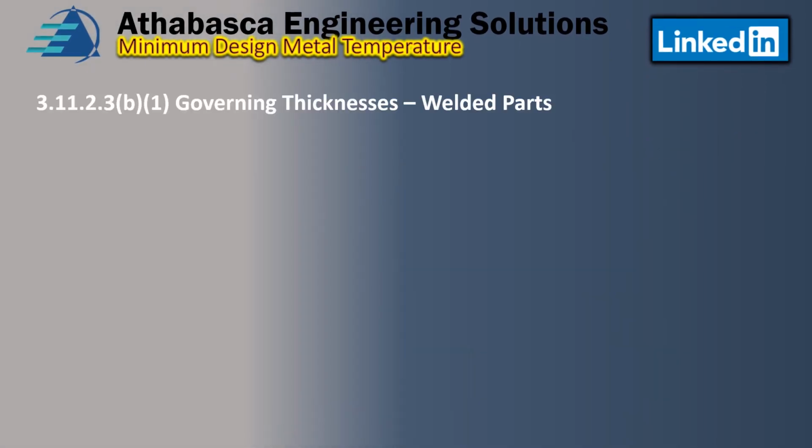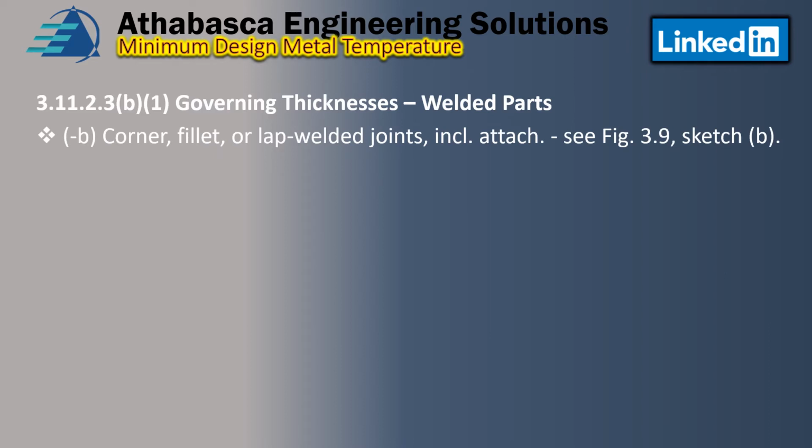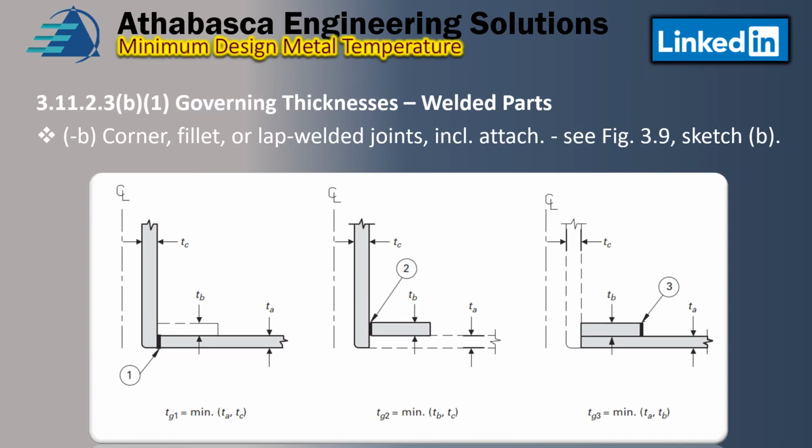Some other welded part examples are shown here. In Part B, we're talking about corner and fillet or lap weld joints, and you can refer to Sketch B for those. You have your different configurations for those components, and below, for your governing thickness, you take the minimum thickness of Part A or Part C, and so on. So that's basically how you do it, and the tables are pretty good. I've never had a problem with them.